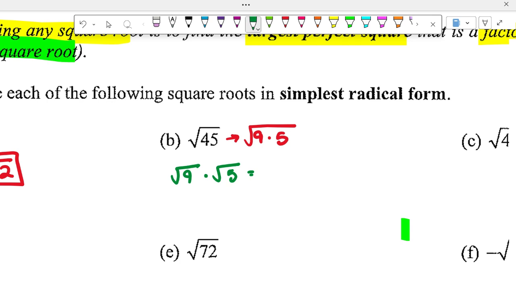So that'd be equal to what? So what's the square root of 9? 3. So I have 3 square root 5. You guys understanding how this works? Pretty easy, right?